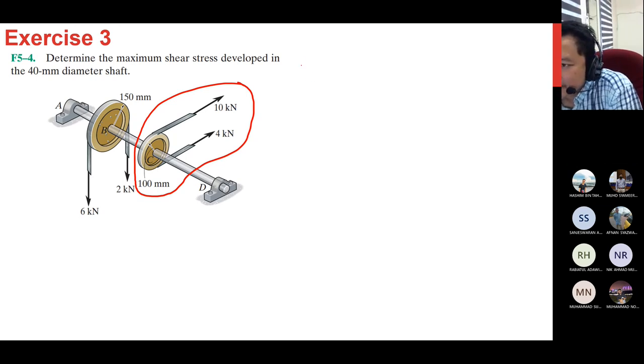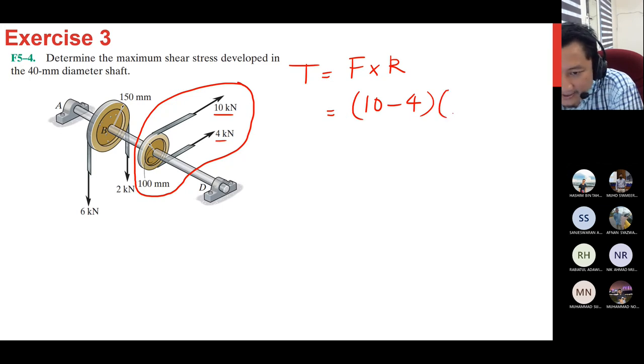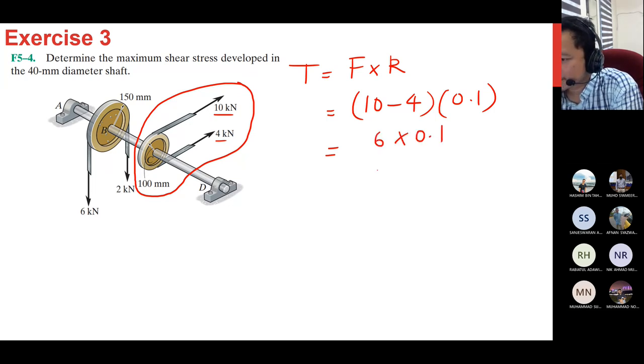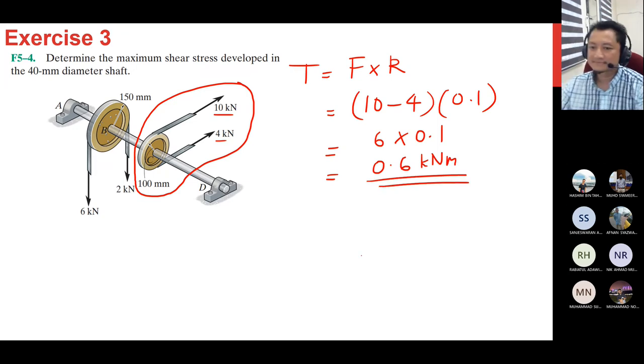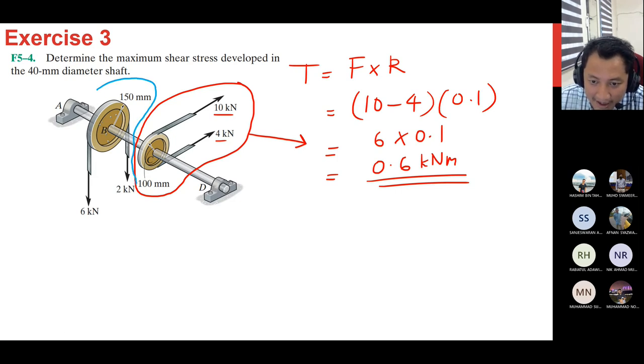Okay, dapat. Bukan power, torque. Torque sama dengan force kali radius. Force dia adalah 10 tolak 4, kali radius 0.1 lah. Enam kali 0.1, 0.6 kilo Newton meter. Ha, ini. Okey, sekarang cari yang ni pula. Yang biru ni pula. Ha, ni, berapa pula ni?